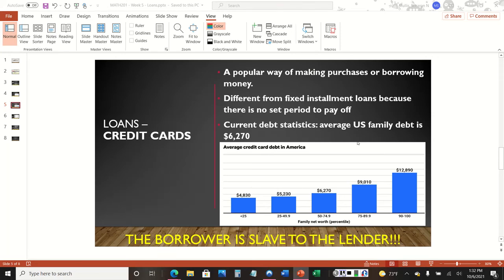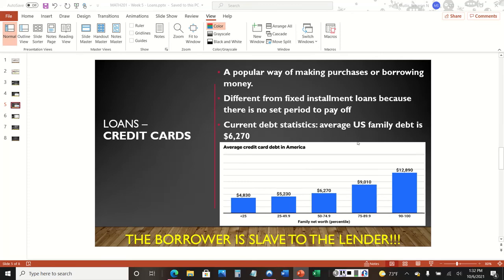But this chart shows you what the average credit card debt is in America. So based off of the net worth percentile, you see the 25th percentile, their average credit card debt is usually around $4,830.